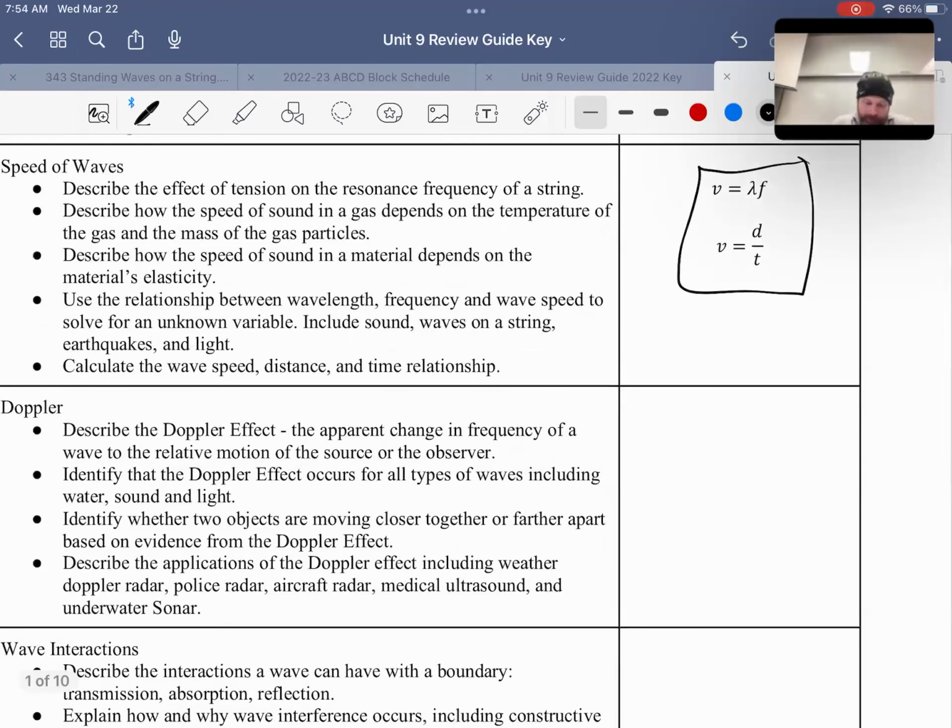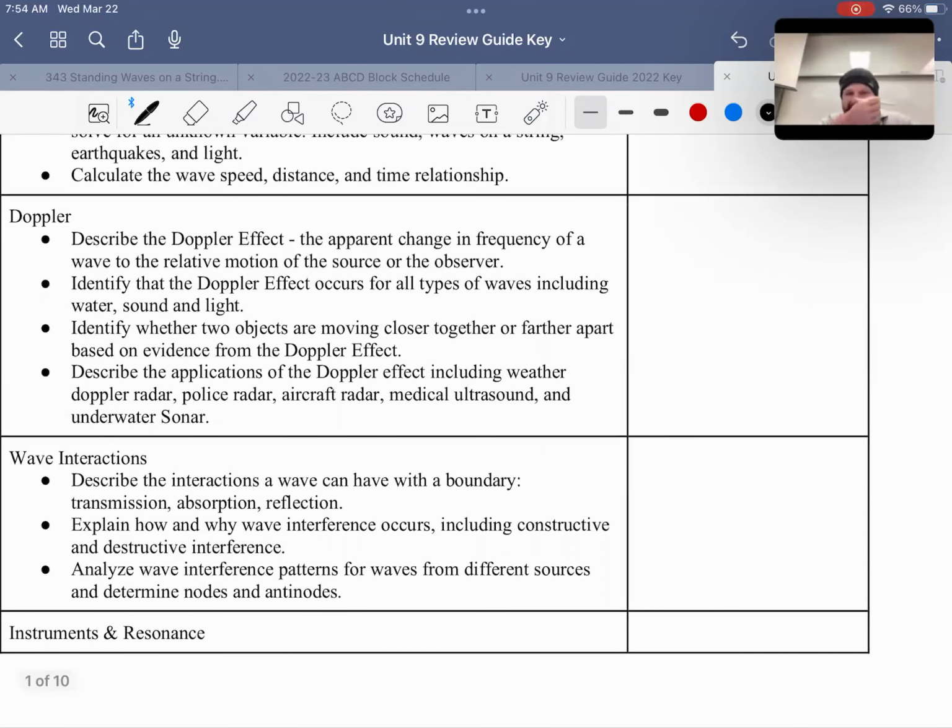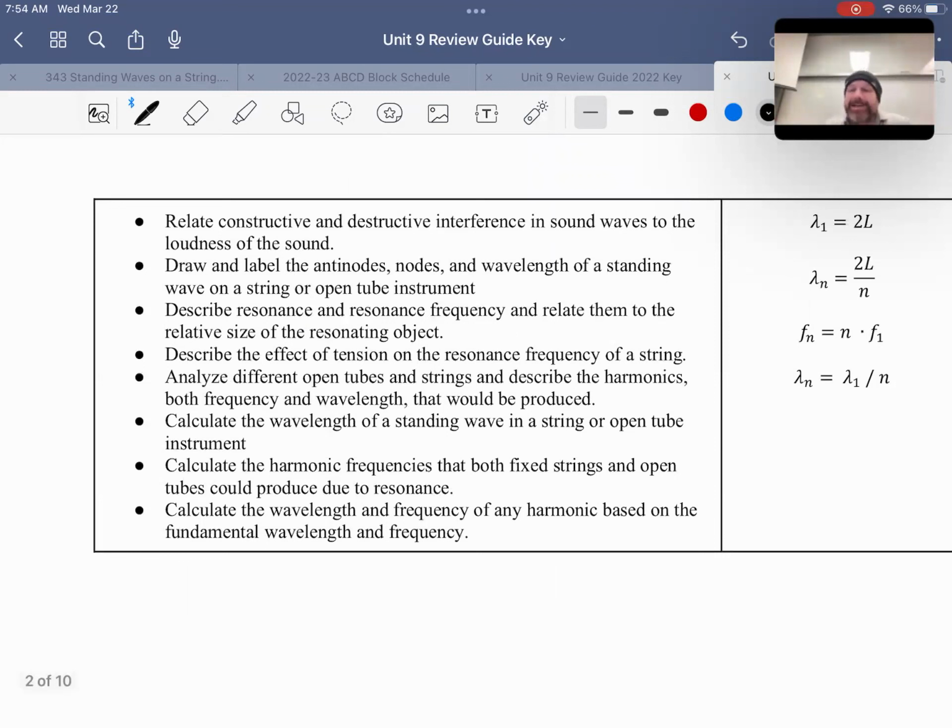All right. Then we get into the things that waves do. So the first one there is Doppler, right? Wave can change its frequency based off motion. That's the Doppler effect. Waves can reflect. Waves can interfere with each other, and waves can resonate. And so that's the last little bit is resonance.